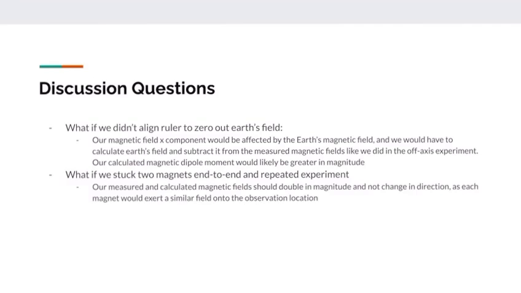What if we stuck two magnets end to end? We would essentially have double, our magnetic field readings would double in value, because we have two magnets imposing the same magnitude of force in the same direction. Due to superposition, we can add up the magnetic fields, and we end up with vectors in the same direction.